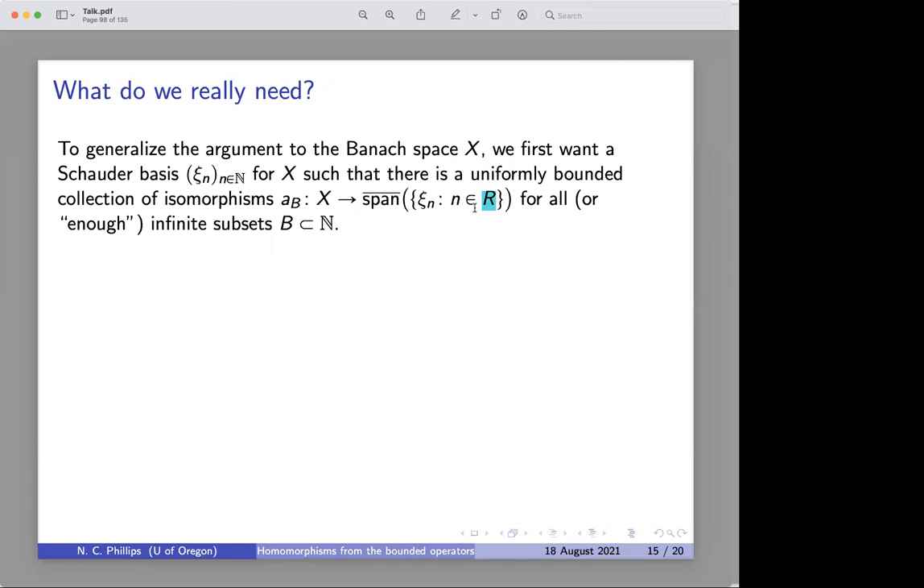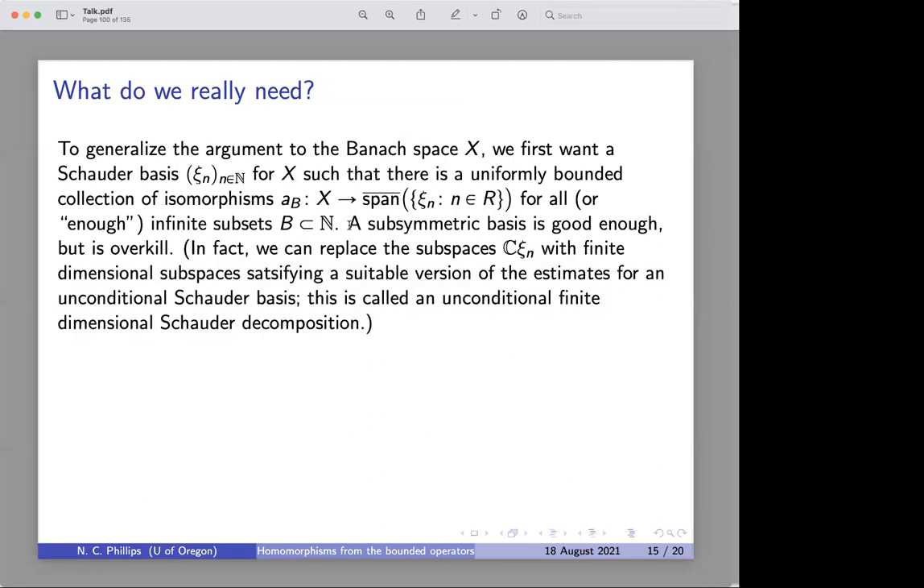Of infinite, to the closed linear spans of, well, I put all here, but that's really overkill, infinite subsets of the natural numbers. Those are where the things Vj are going to come from. And you don't actually need all of them, but you need enough of them. You need uncountably many of them, which are pairwise almost disjoint. A subsymmetric basis is good enough, but is overkill.